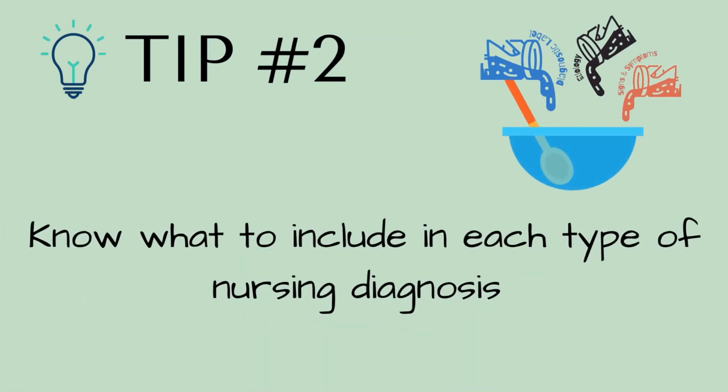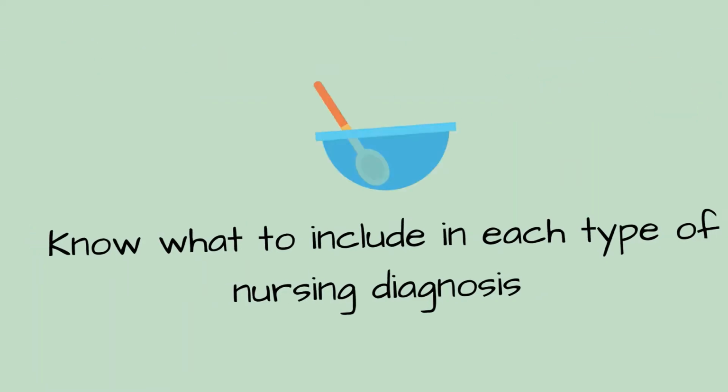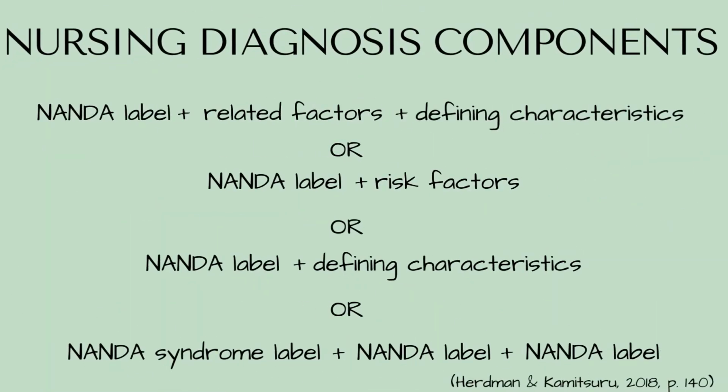Tip number 2. Know what to include in each type of nursing diagnosis. When writing your nursing diagnostic statements, each will include a different combination of the NANDA diagnostic label, the related factors or etiology, and the defining characteristics or risk factors. Each type of nursing diagnosis will have a different mix of these components. Before we get into the specifics about how to combine these components to write the different types of nursing diagnoses, let's first look at what each component is.